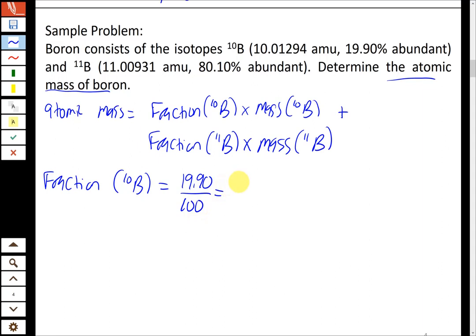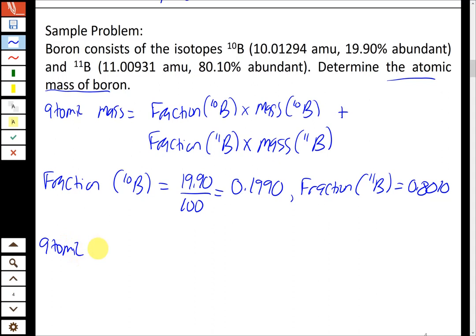So that's the number we would use for the fractional abundance of boron 10, and by the same argument, the fraction of boron 11 is just that number, 80.10 divided by 100, which is 0.8010. Okay, so those are the numbers we use for the fractional abundance. That's not directly given to us, but it's just the percentage divided by 100. And now we can just plug in all the numbers that we have to find the atomic mass of boron.